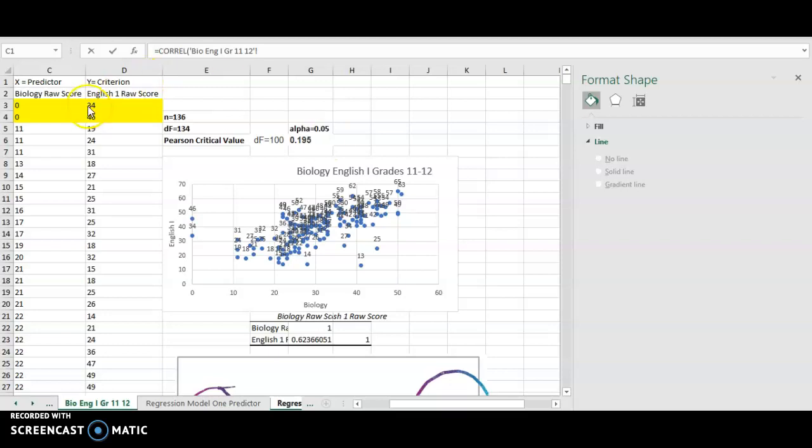Last week, I used 11th and 12th graders only, comparing or correlating their biology to their English 1 scores. My null hypothesis would have been that there's no correlation between the two. My predictor in today's regression analysis would be biology. Does the biology score predict the outcome of the English 1 score?